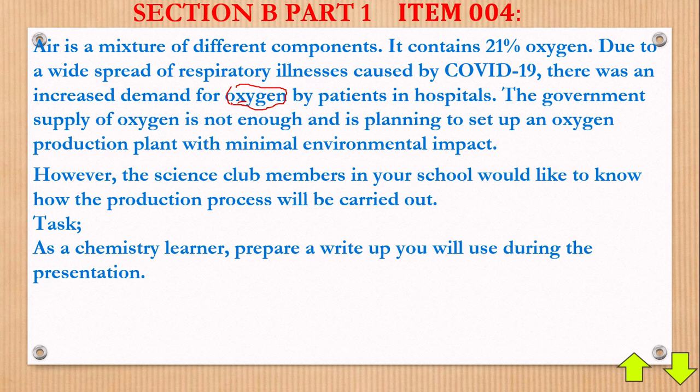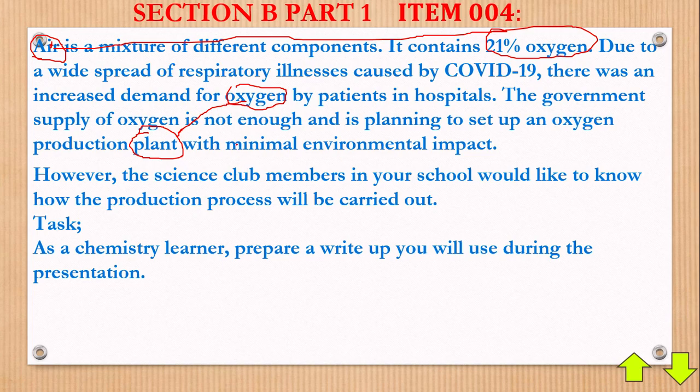How can oxygen be produced in a plant? The plant is more like a factory or an industry. That's the industrial preparation of oxygen, from air. They've said air is a mixture of gases, and air contains 21% oxygen. So everything must start from air, but our aim is to get out the oxygen.